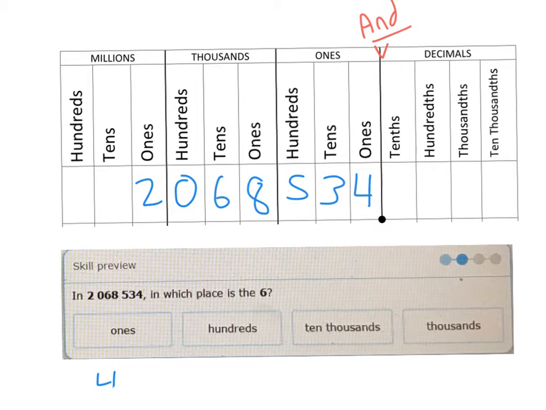So now let's go back to our question, which is asking us which place is the 6 in. Obviously our 6 is over here. Be careful, some of you might get fooled and want to say tens. It's in the 10,000s. So on your answer, the 10,000s.